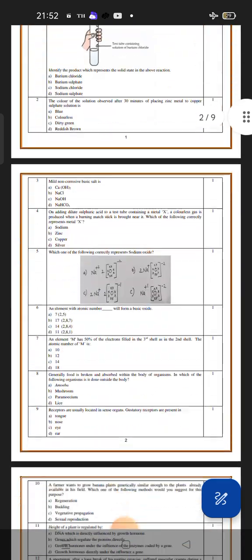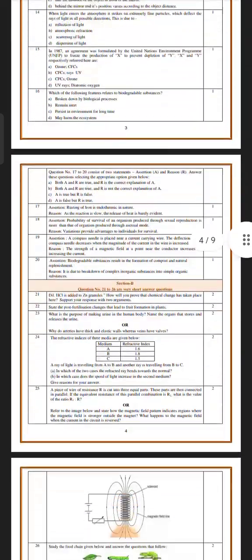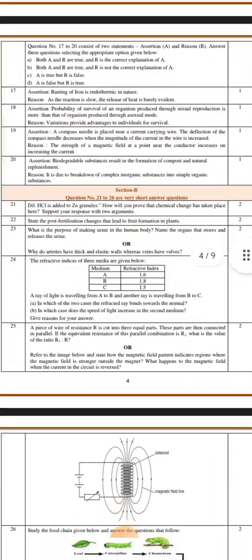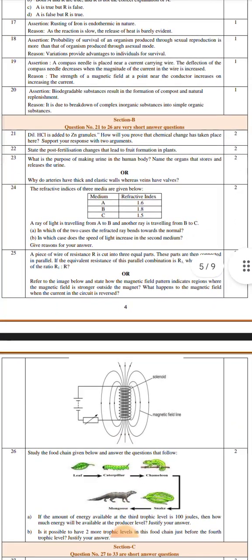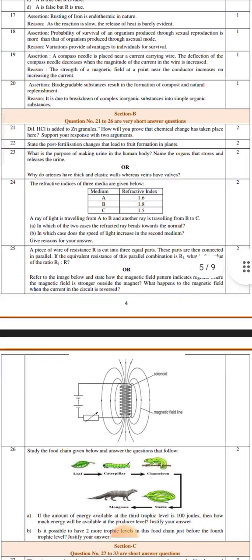So now let's look at question 21. It's a question from section B. You can see that question number 21 to 26 are very short answer questions, and each question in this section, that is section B, will carry 2 marks. So question number 21 is for 2 marks.